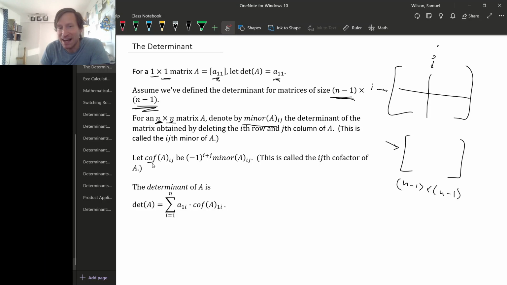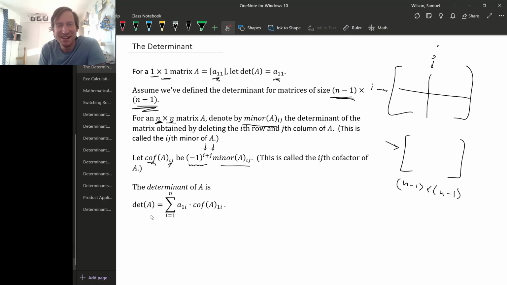The cofactor in position ij, so the ijth cofactor of A, you just take that ijth minor, the determinant of that smaller matrix, and you multiply it by either a plus or a minus, depending on i and j. So you add i and j, and you raise minus 1 to that power. I know this seems like a crazy thing to do, but it works.